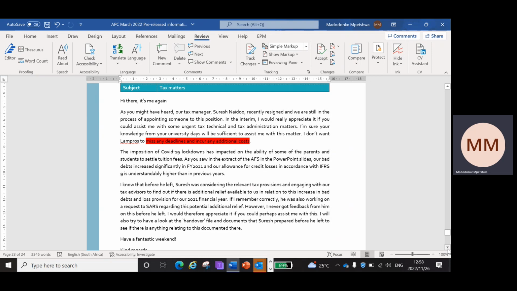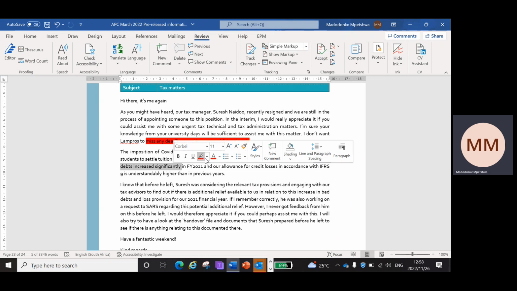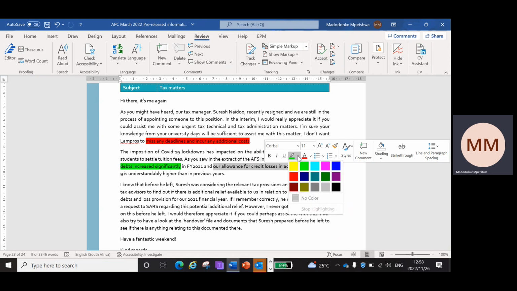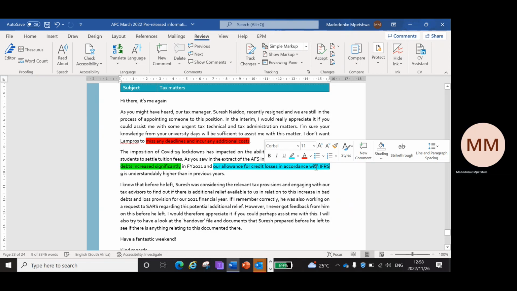Now, there are two things that I'm picking up from that. One, they are saying that our bad debts have increased significantly. Now, we then need to think, what are the tax implications for bad debts? Okay, so what are the income tax implications for bad debts in the current year? And over and above that, they then say our allowance for credit losses has increased in terms of IFRS. Of course, then that again has got separate tax implications that we need to think about.